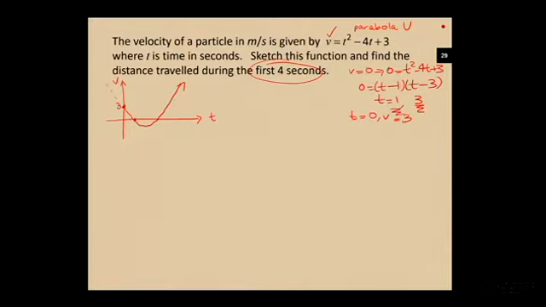Now, I know that it crossed here at 1. I know it crossed at 3. But the question wanted the first 4 seconds. So I need to understand that it's going to get stopped right about here. And I need to understand the area under the graph is made up of a lot of bits. There's a lot of bits.